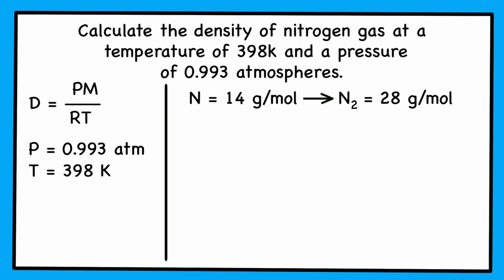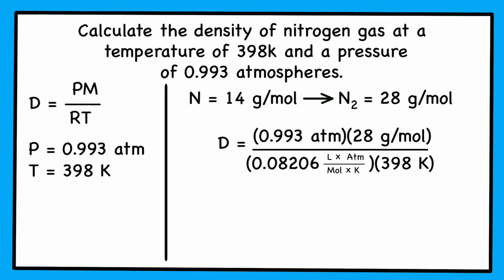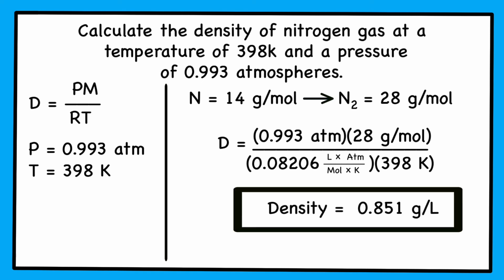Now we just plug everything into the equation and we get our density equals 0.993 atmospheres multiplied by 28 grams per mole over 0.08206 liter atmospheres over moles Kelvin times 398 Kelvin. Once I do my calculations, I get a density of 0.851 grams per liter.